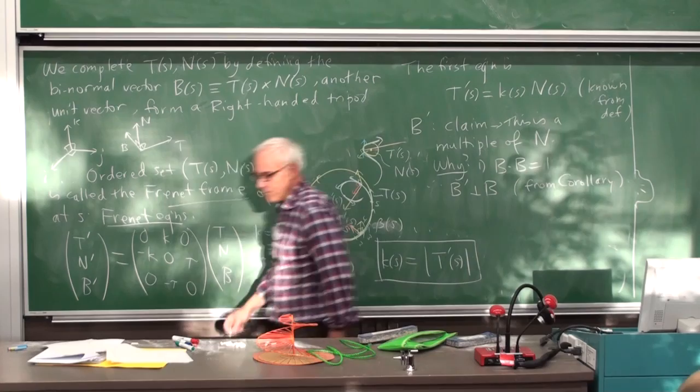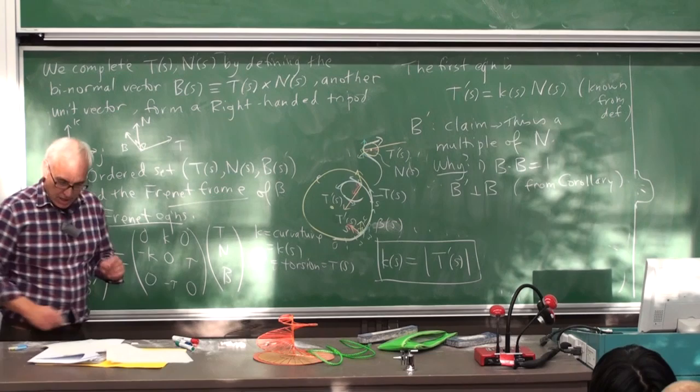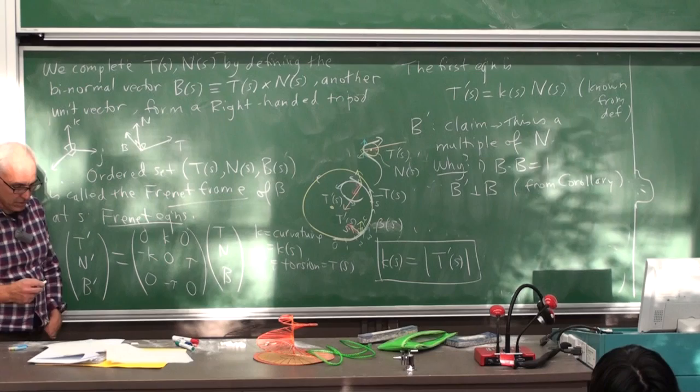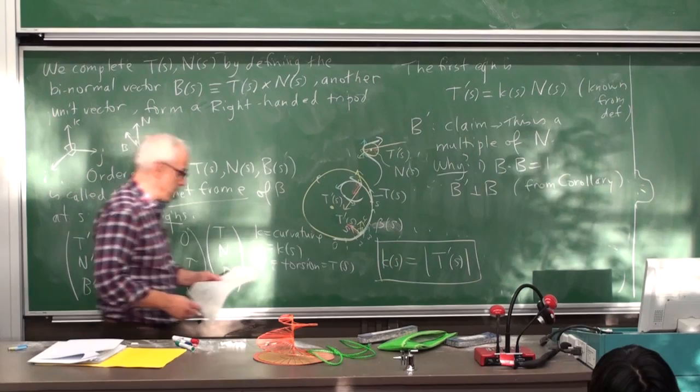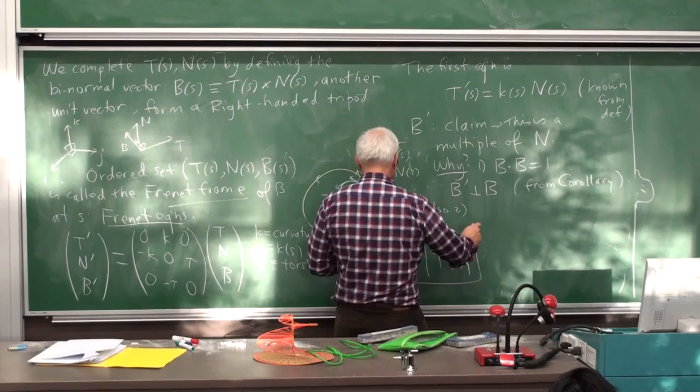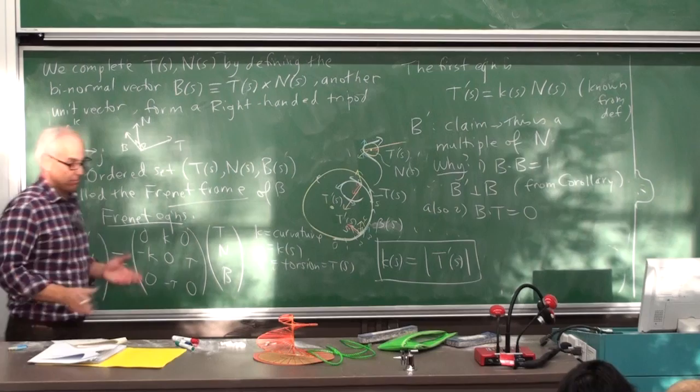Okay, so B prime is perpendicular to B. But it turns out that B prime is also perpendicular to T. And how do we see that? Well, the second fact that we need is that B dot T equals 0. B and T are perpendicular.